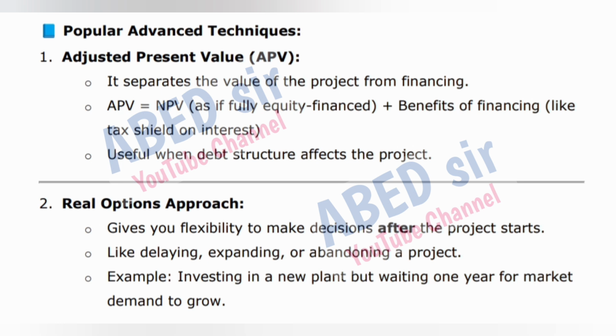Popular advanced techniques. 1. Adjusted present value, APV. It separates the value of the project from financing. APV is equal to NPV as if fully equity financed, plus benefits of financing, like tax shield on interest. Useful when debt structure affects the project. 2. Real options approach. Gives you flexibility to make decisions after the project starts, like delaying, expanding, or abandoning a project. Example, investing in a new plant but waiting 1 year for market demand to grow.